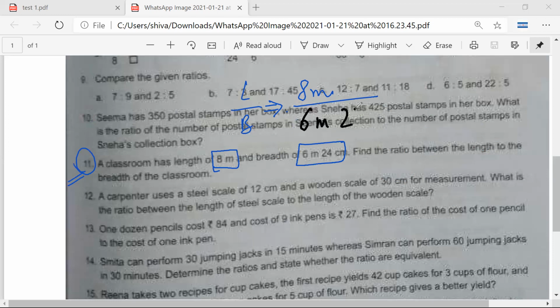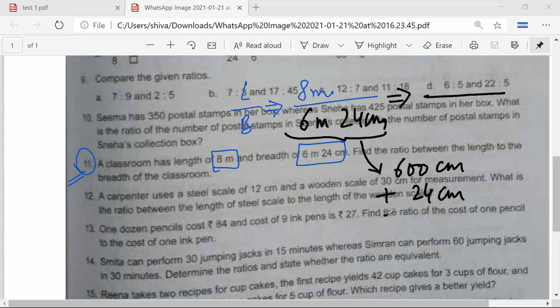6 meter 24 centimeter. Find the ratio. They both should be in centimeter. So if I convert this into centimeter, this will be 600 centimeter plus 24 centimeter, which is 624 centimeter, and this will be 800 centimeter.